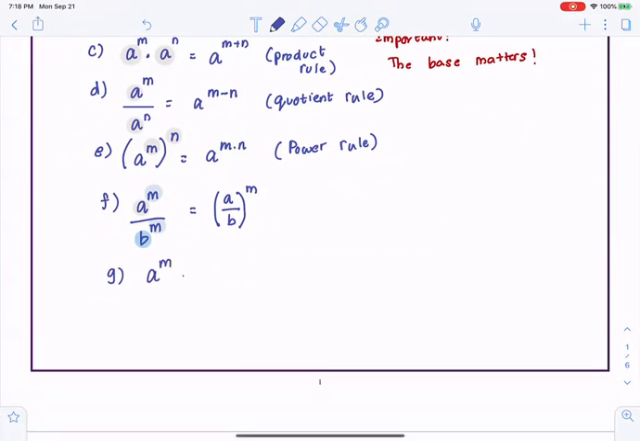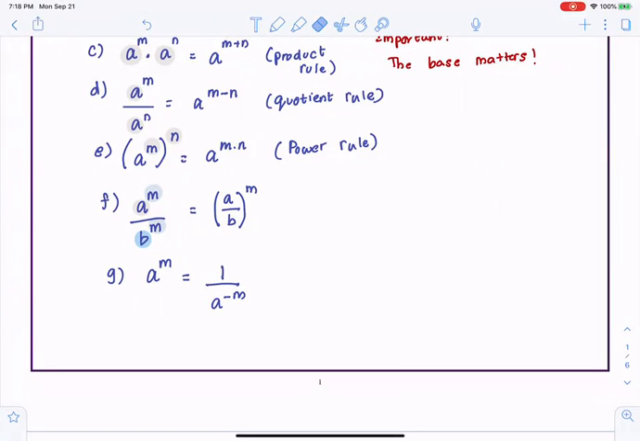Another rule is 1 over A raised M, which is the same as A raised negative M. Now keep in mind that there is a 1 beneath every single number. So for instance, when we write 2, we actually mean 2 divided by 1. They are one and the same. 4 divided by 1, it is the same. So there is a 1 always, but we just don't write it.